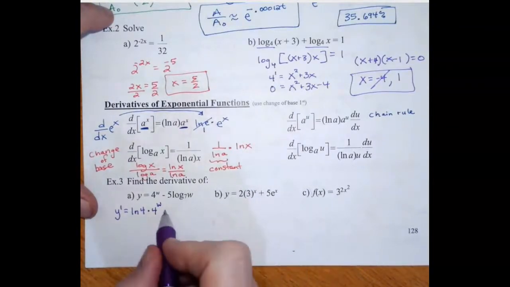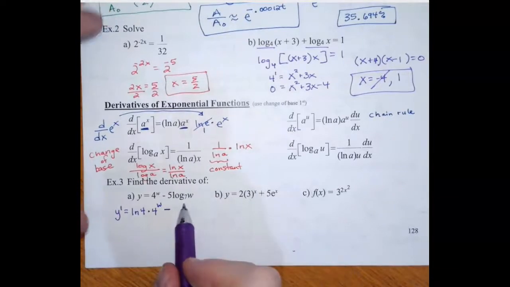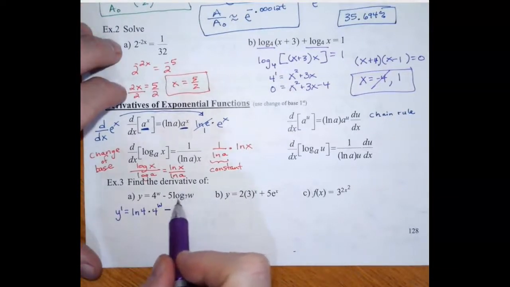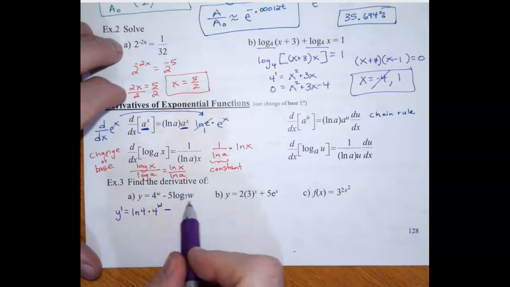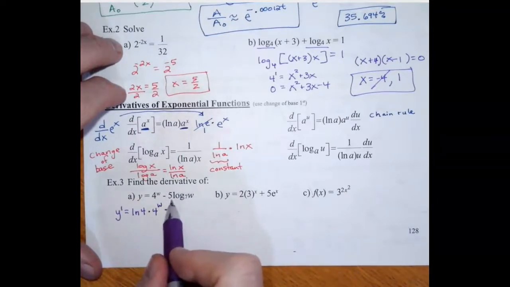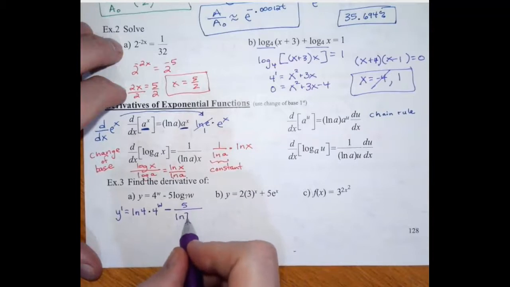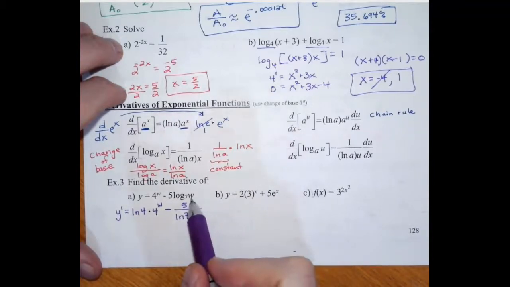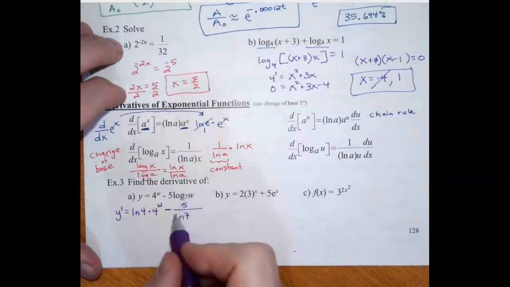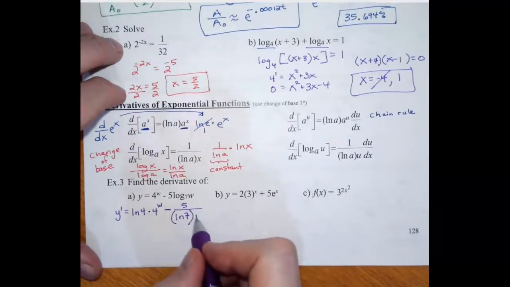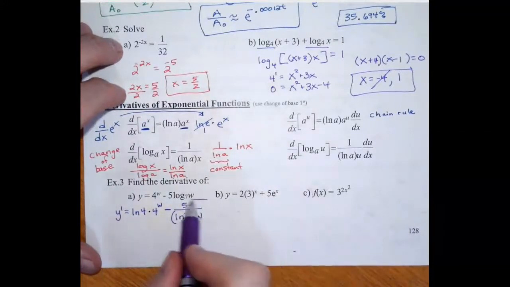Now over here, minus, so remember this, if we use the change of base on this, just like I talked about up here, we have the natural log of w over the natural log of 7, which turns into a constant. So we would have 5 over the natural log of 7, and then the natural log of w, the derivative of that's going to be 1 over w. So that's what we would get there.